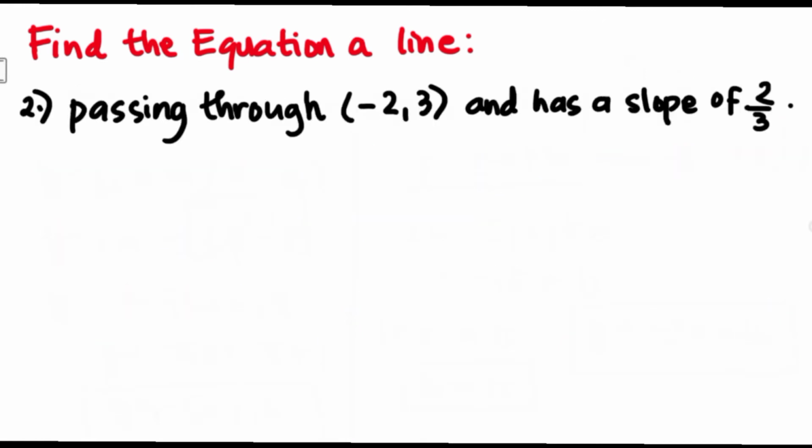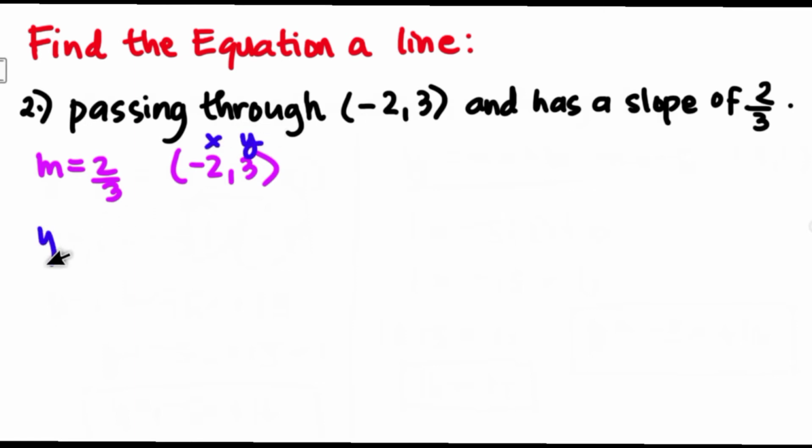Okay, example number 2 naman tayo. Find the equation of a line that passing through negative 2, 3 and has a slope of 2/3. Okay, so ang given is m is equal to 2/3 and then yung point na given is negative 2, 3. And then si negative 2 yung x at si 3 naman yung y.